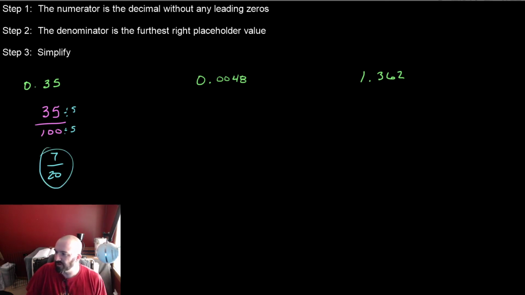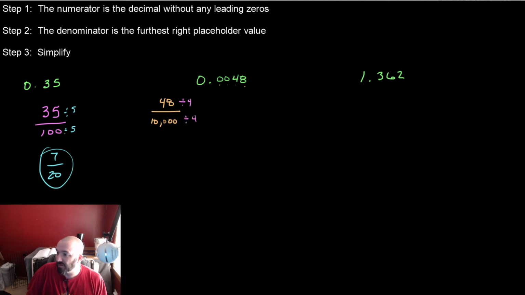Then we can come over here to 0.0048, and so I just start. The numerator is the decimal without any leading zeros. Okay, well, I'm going to give myself a little bit of room because we're going to have to reduce this quite a bit. So 48, no leading zeros. That's it. But now I have tenths, hundredths, thousandths, ten-thousandths. So this is going to be over 10,000. Now, I suppose if you were to divide by 16, then life would be good, but I can't hold that much in my head, so I'm just going to go ahead and divide by 4 top and bottom.